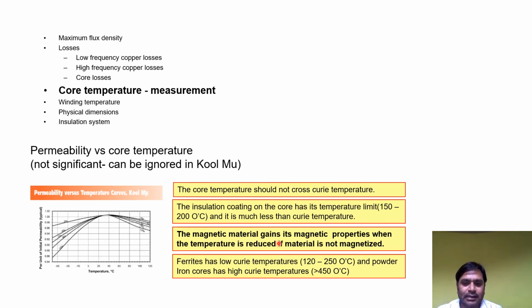The magnetic material gains its magnetic properties when the temperature is reduced, if the material is not magnetized. The next important parameter is that ferrite has a low Curie temperature and powder iron core has a high Curie temperature. So we have to keep in mind especially what kind of core is used in your application. Is it a ferrite core or is it an iron powder core? Iron powder core Curie temperature is a little higher. So here we can go to a little higher limit, and then we can leverage our design a little bit.